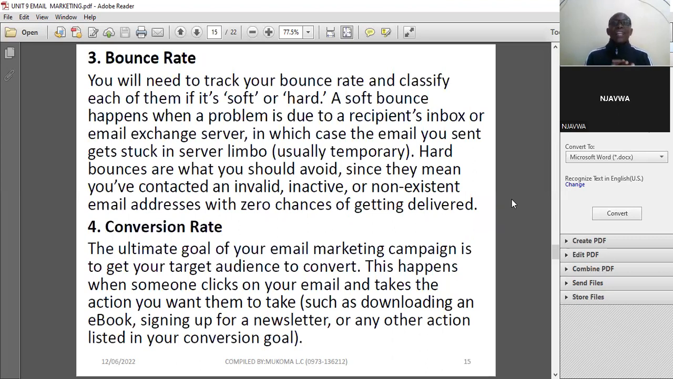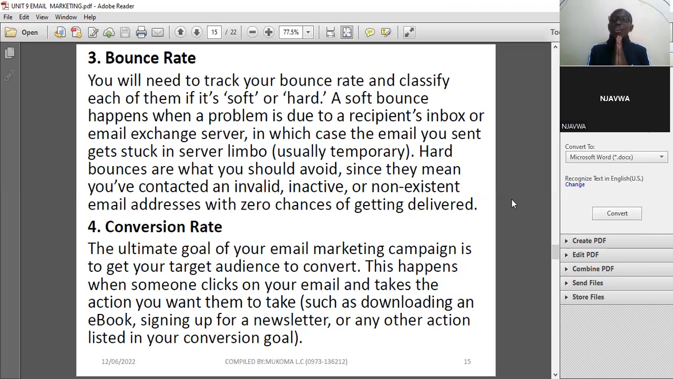You need to track your bounce rate and classify each of them as soft or hard. So we are looking at the techniques to measure the success of email marketing. A soft bounce happens when a problem is due to a recipient's inbox. When you send an email, the recipient has a problem logging into his or her inbox or email exchange server, in which case the email you sent gets stuck in the server, usually temporarily.